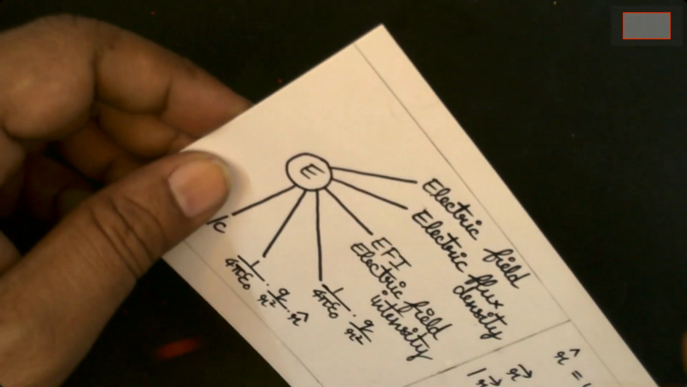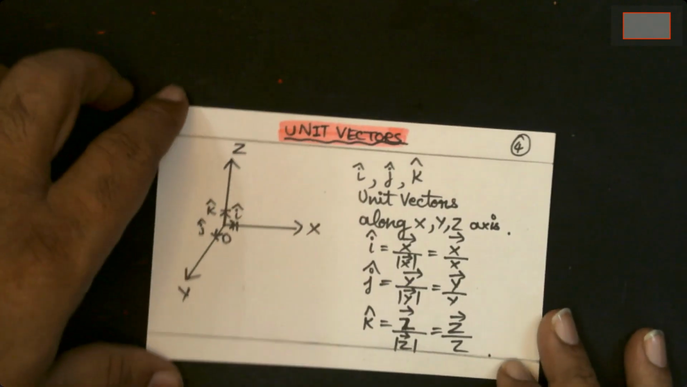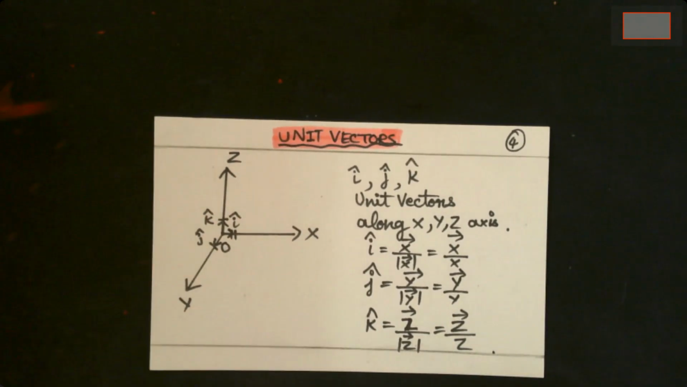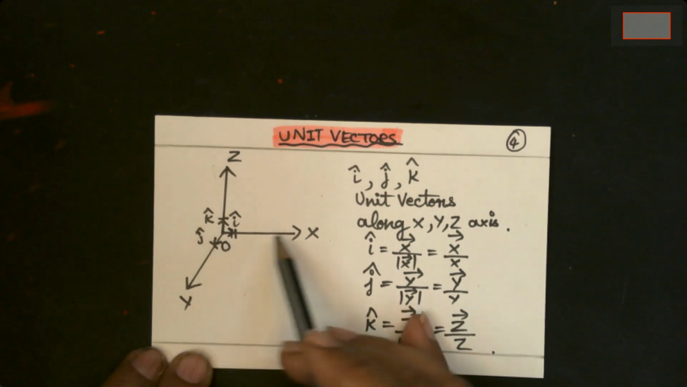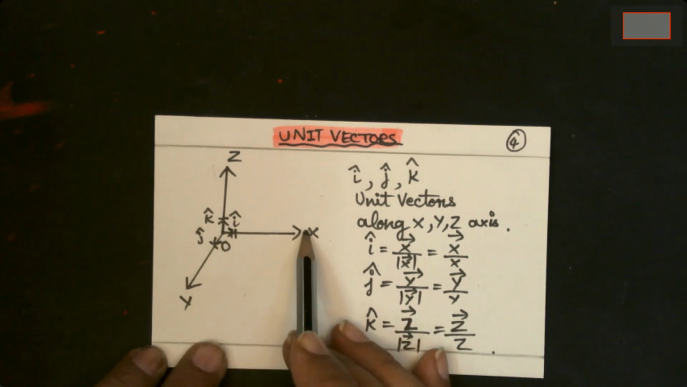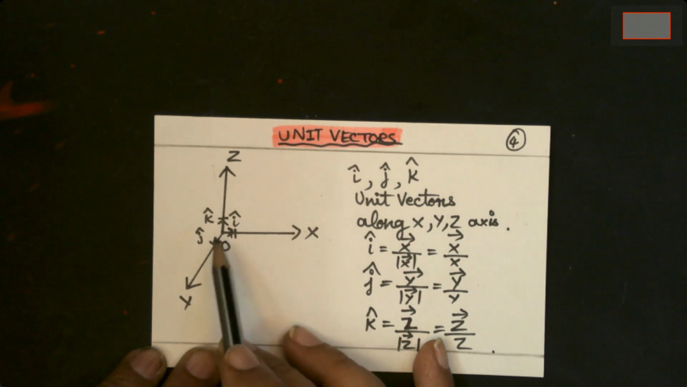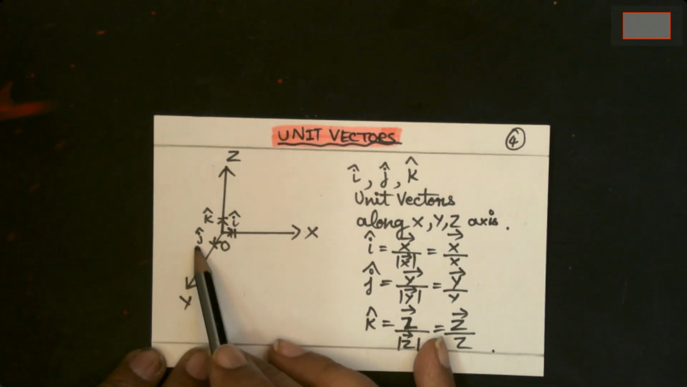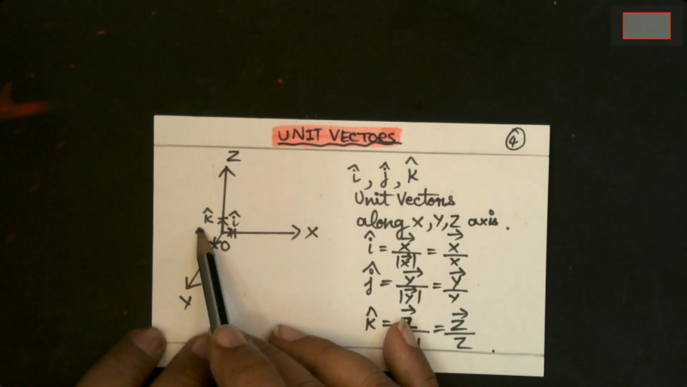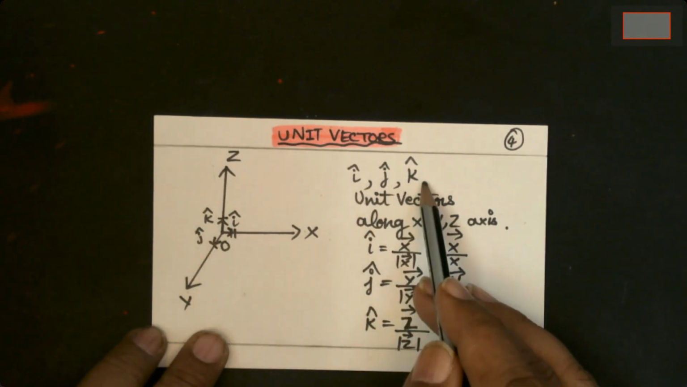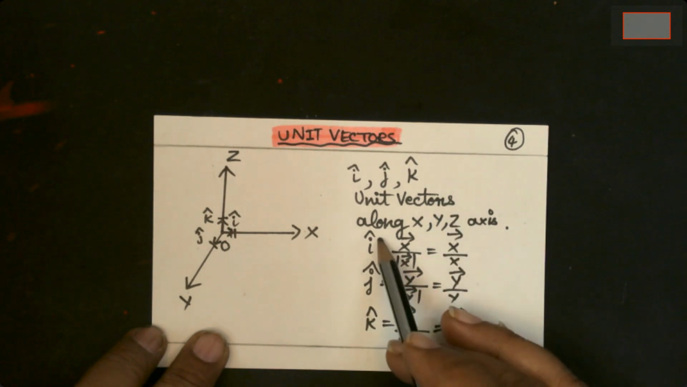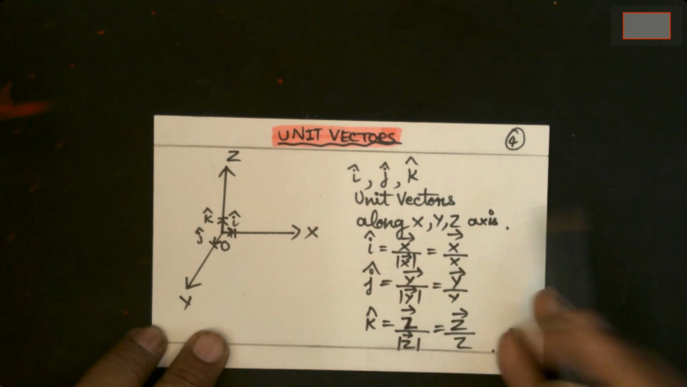And I want to give you some other aspects about the vectors so that you can understand better. So here we have some unit vectors. Starting from the origin, towards the x-axis, you have the unit vector, represented as i cap. And similarly along the y-axis, j cap, along the z-axis, k cap. So i cap, j cap, k cap are the unit vectors along the x-axis, y-axis and z-axis.